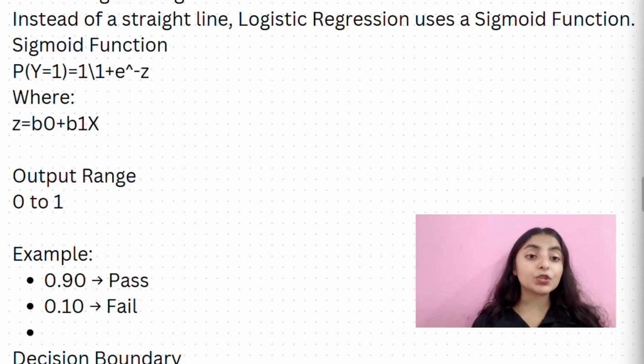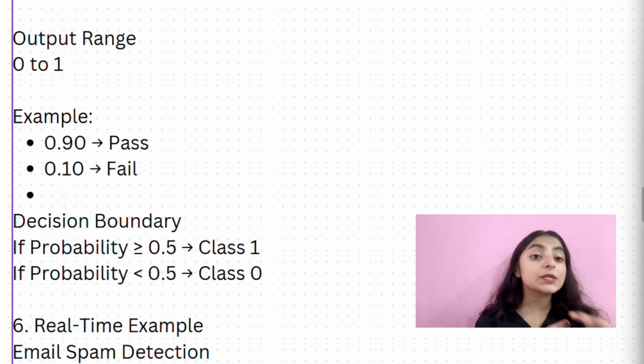Instead of a straight line, so in linear regression we use a straight line, the linear formula y = mx + c. But instead of that, here we are using the sigmoid function. Logistic regression uses the sigmoid function. The sigmoid function is p(y) = 1 / (1 + e^(-z)), where z = b0 + b1x.